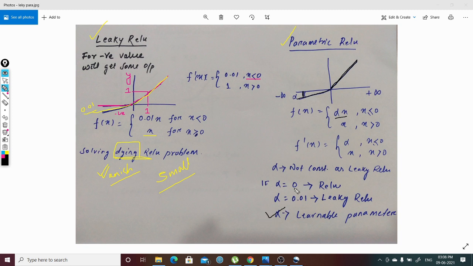If this parameter becomes 0, then it will behave like ReLU. As we can see, if this value goes to 0, the negative side comes onto the axis, so it just behaves like the ReLU function. And if this parameter is 0.01, it will behave like leaky ReLU that we have already seen. And it is a learnable parameter, so it will learn by seeing the parameters in the neural network and try to develop whichever parameter is required to get the minimum loss for the weight optimization. So this is all about leaky ReLU and parametric ReLU.